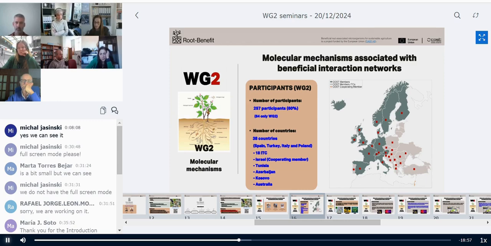Some numbers about this COST Action, which is quite nice. We are more than 250 participants, which is 60% of the total participants of the COST Action, and we are proud of this. 64 people are exclusively involved in this Working Group 2. So far, there are 38 countries, mostly Spain, Turkey, Italy, and Poland, but also other places around Europe and outside Europe. We have groups from Israel, Tunisia, Azerbaijan, Korea, even from Australia. So I don't know if you can make a scientific mission in Australia, probably not, because it's very costly. But in any case, we have this connection, and I think it's nice to share knowledge.